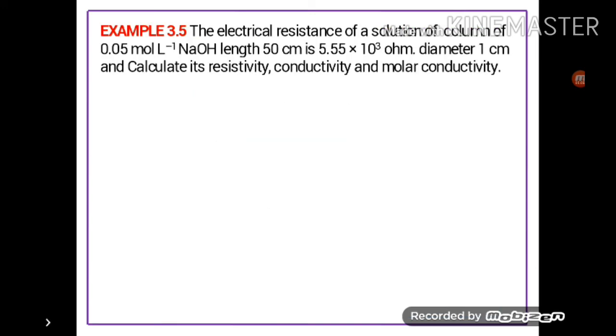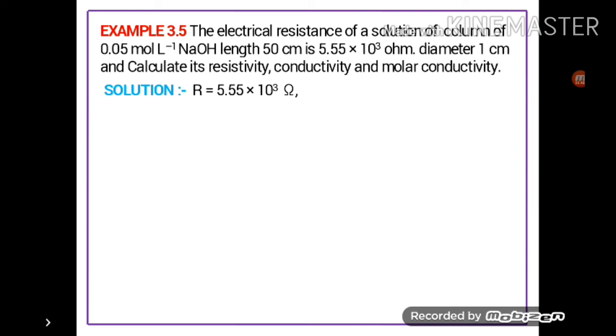So see how. Now we will try to solve a numerical, example 3.5 in our textbook. The electrical resistance of a column of 0.05 mole per liter NaOH solution, of length 50 cm, is 5.55 into 10 power 3 ohm. Diameter 1 centimeter. Calculate its resistivity, conductivity and molar conductivity. So students, the first task is to find out the values which are given. First the resistance is given, and the resistance is 5.55 into 10 power 3 ohm.